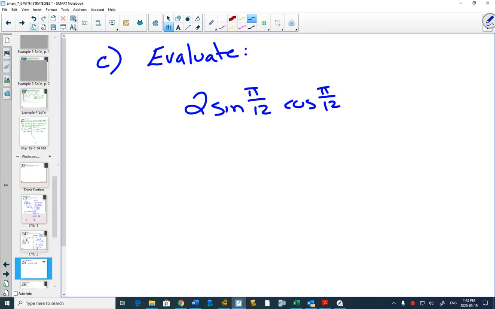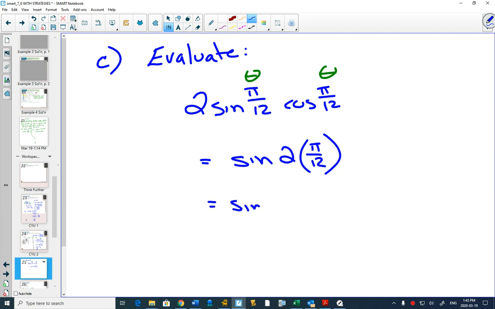And so you have to have your formulas mostly memorized because this matches up with the 2 sine theta cos theta part of one of your identities, the right-hand side. So the shorter way of doing this one would be to change this to sine of 2 times pi over 12. That simplifies to pi over 6. And what's sine of pi over 6? 1/2. A lot shorter than the pi over 12 part.